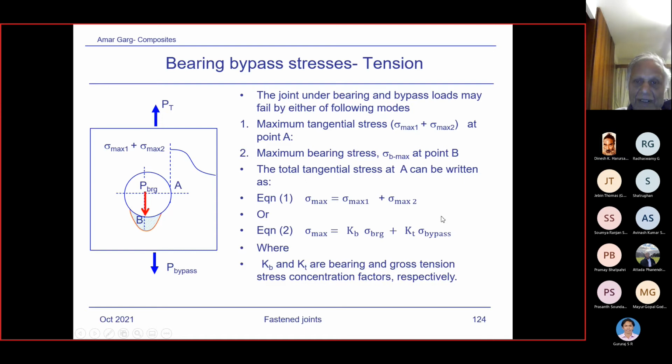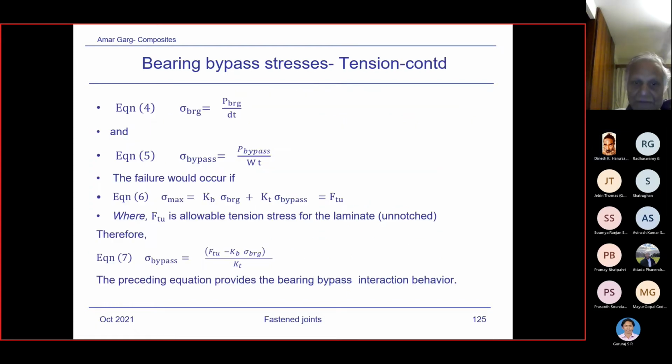And the way we went ahead, we wrote the expression sigma maximum equal to sigma max 1, 2. Then here this is bearing and this is bypass. And we considered KB, the bearing stress concentration factor, to be 1, and KT will be determined based on the stiffness.